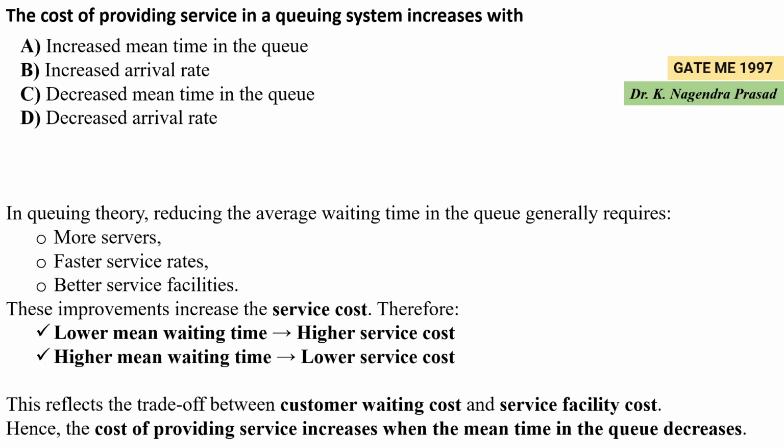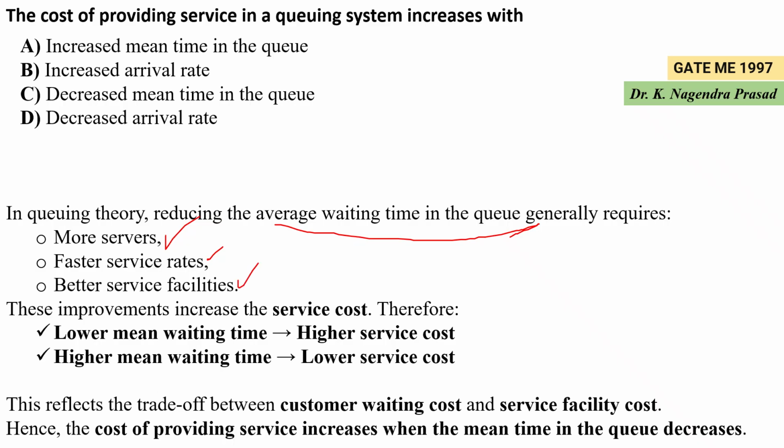So in queuing theory, reducing the average waiting time in the queue generally requires more servers, faster service rates, and better service facilities. So to reduce the average waiting time in the queue, we require more servers, a faster service rate, and better service facilities.